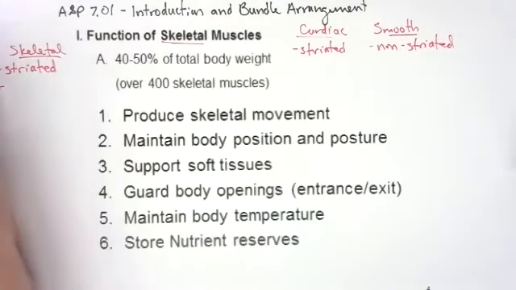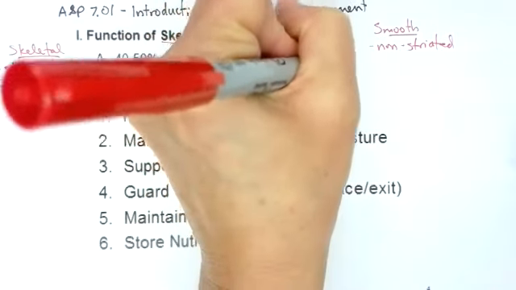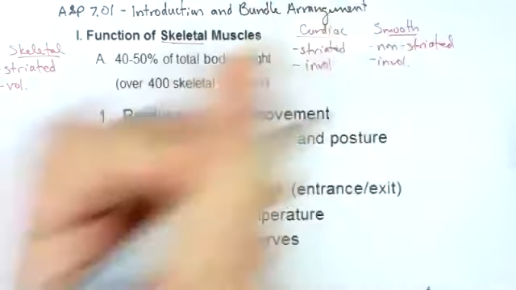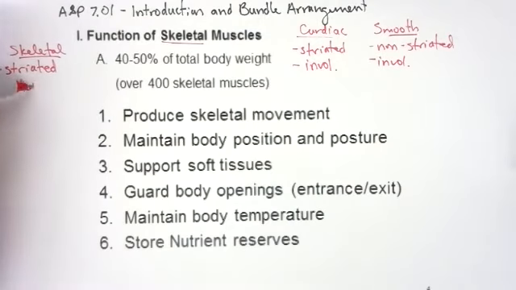Skeletal was voluntary. But cardiac and smooth are involuntary. And we're going to look a little bit also in this chapter at how our nerves control the muscles.